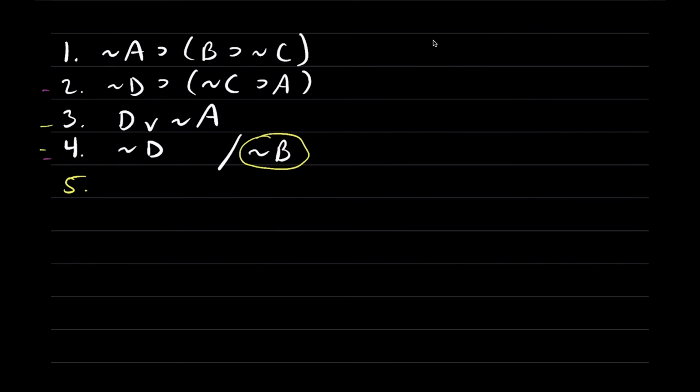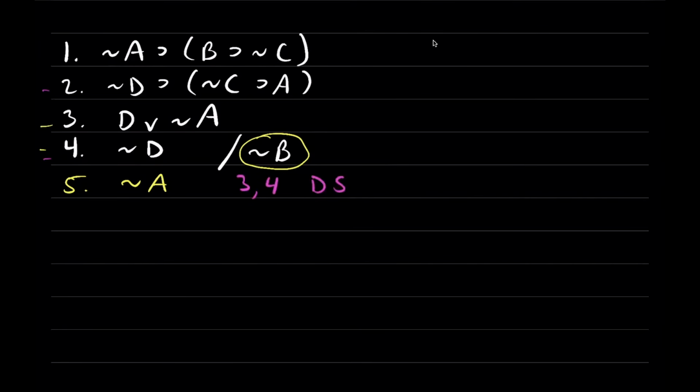So lines 3 and 4, we said match the form for disjunctive syllogism. Line 3 says that either D or not A, but line 4 told us that D is false. So from that, we know that not A has to be the case. And that would follow from lines 3 and 4 by disjunctive syllogism.